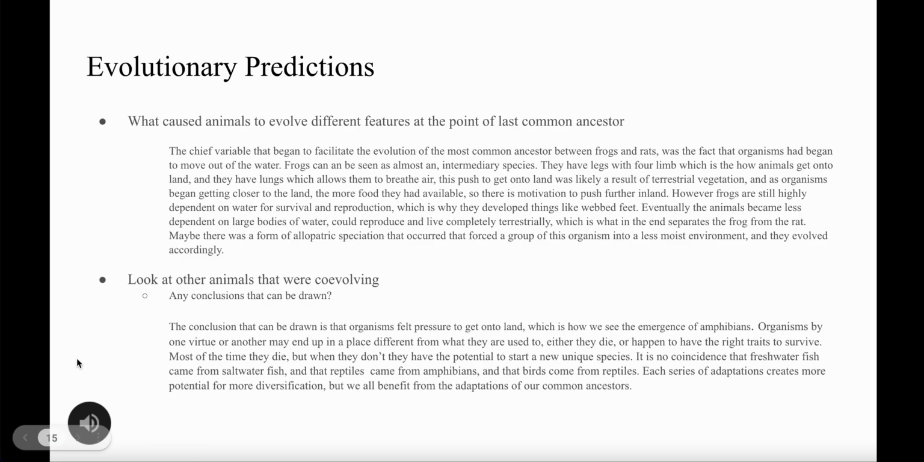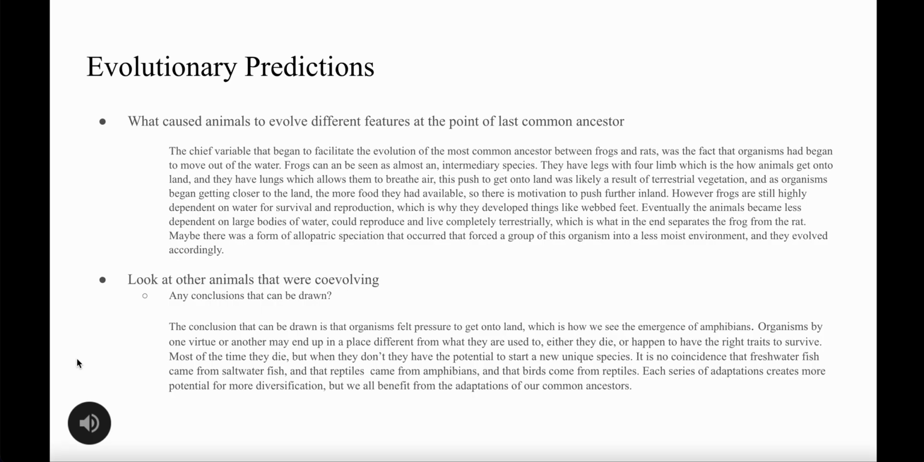The last common ancestor between frogs and rats may have been influenced by the organism's desire to move away from water. There's evidence for this because frogs are very aquatic and rats are not. Frogs have webbed limbs and they also need water to reproduce. They are very well suited to living in the water, whereas rats have limbs directly under them. They have claws, anatomy that is very well suited to walking around and traversing on land.